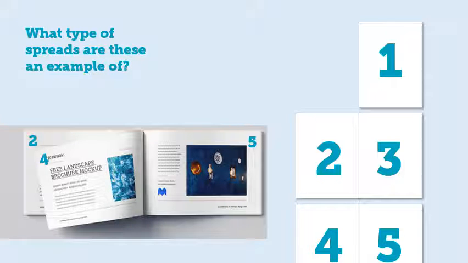What type of spreads are these an example of? I have a photograph of a book, and I have some thumbnails of pages numbered.